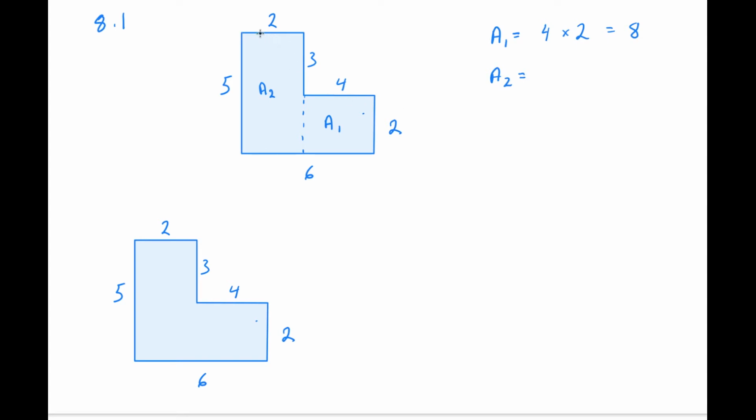And we have a length of 2. We can't use the 3 because it only comes down this far. So we use the 5 because it takes the full length of this side. So it'd be 5 times 2 or 2 times 5.